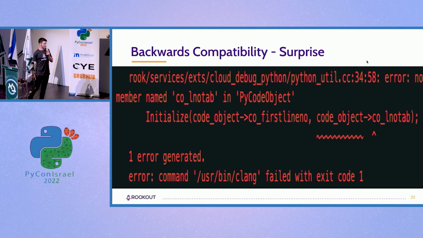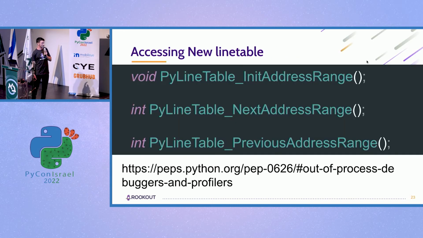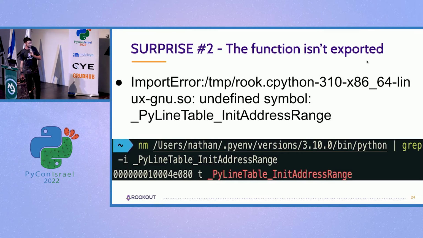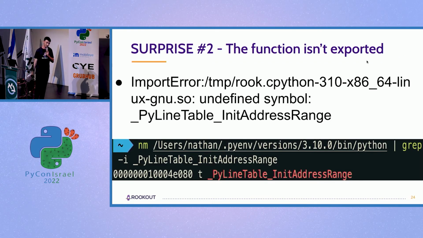And so I went and read more information from PEP 626, and I found out that they introduced new functions to iterate through the table. Those three functions are those, and I was trying to link with those functions. I was trying to access these functions, and unfortunately, there was another surprise. The symbol is not found. They didn't export the symbol from the Python binary, which basically means it is a private symbol, and we can't use it outside of Python.